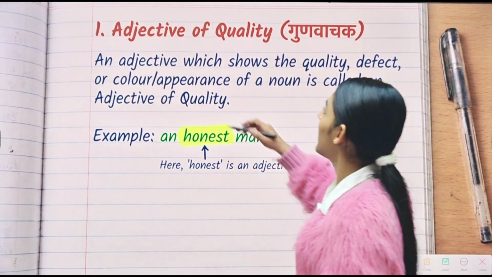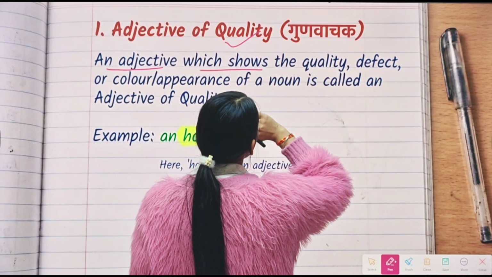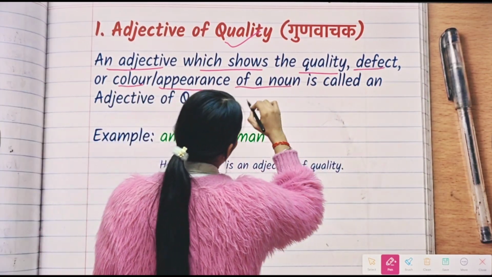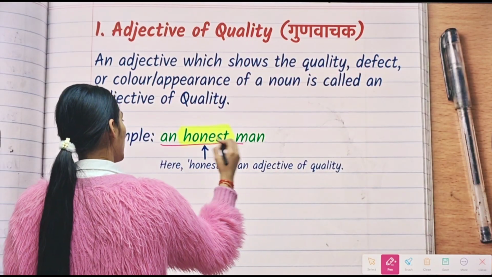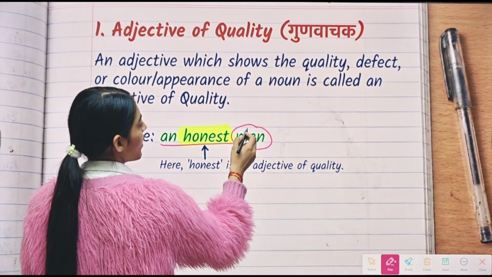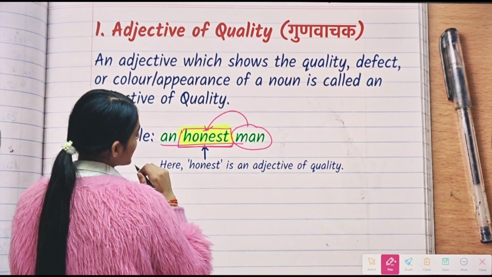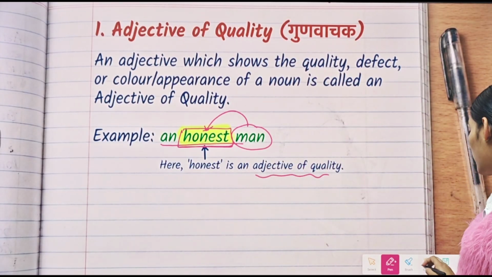The first one is adjective of quality. An adjective which shows the quality, defect, color, appearance of a noun is called an adjective of quality. Here is an example: an honest man. Man is a noun, and how is the man? Showing the quality, honest. This is the adjective, and honest is an adjective of quality.